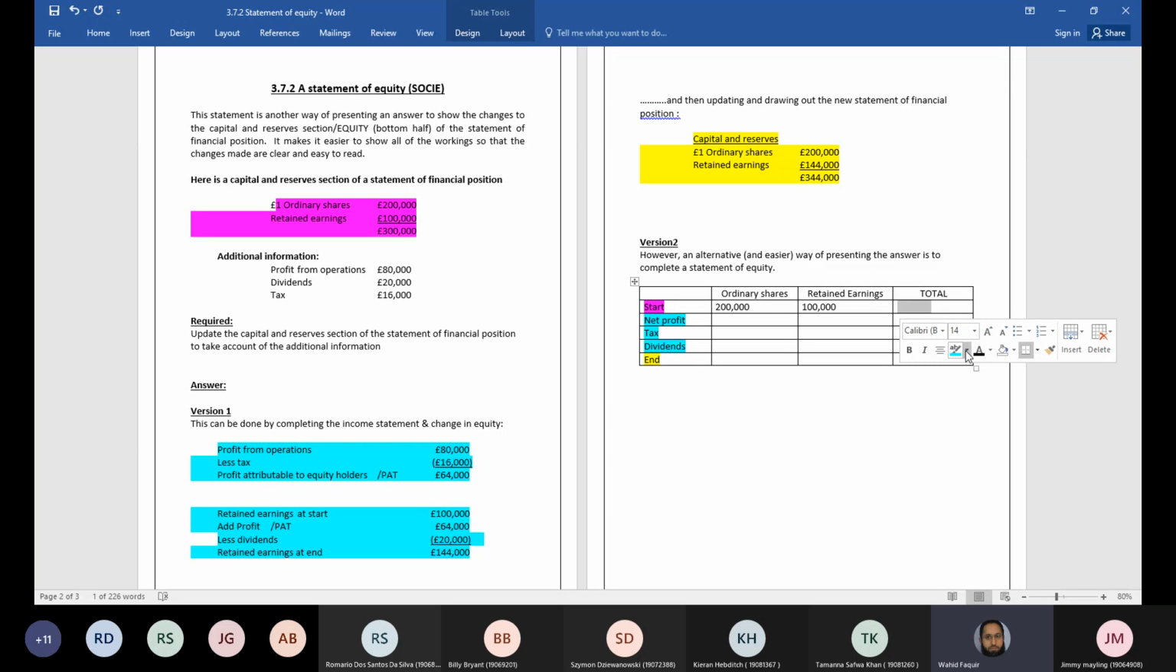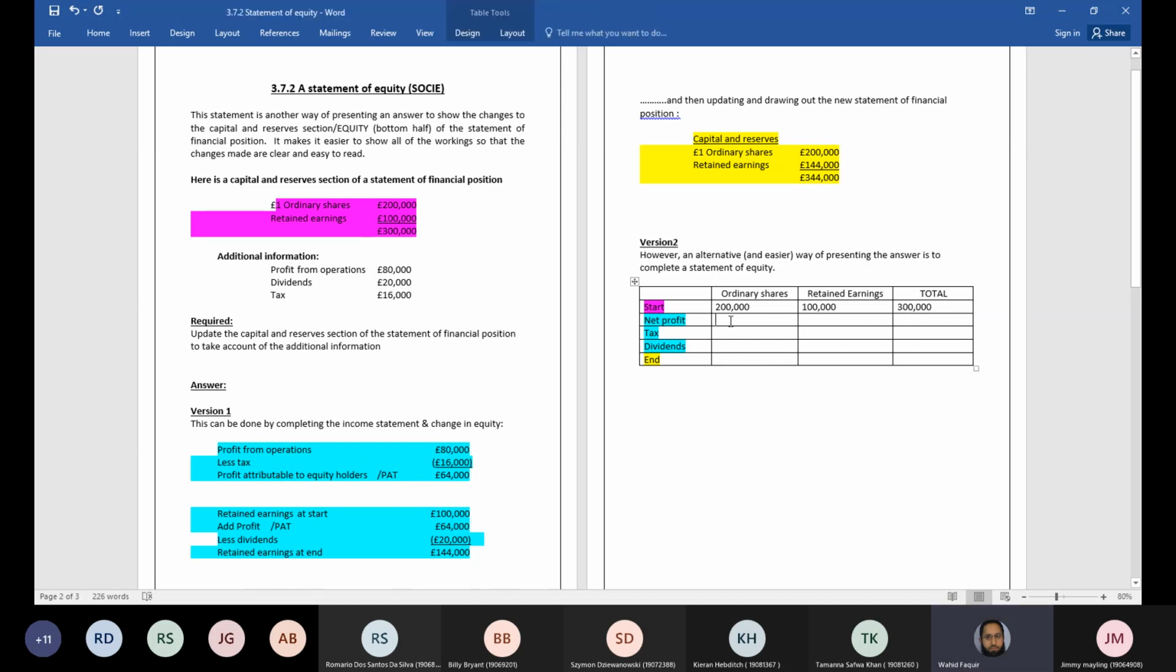Some weird formatting going on here with the colours, so I need to just amend things. That's your starting position in pink. Can't go wrong really. 200,000 ordinary shares, retained earnings at 100. Overall, the value of the company, the shareholders' funds or the net assets, 300,000.